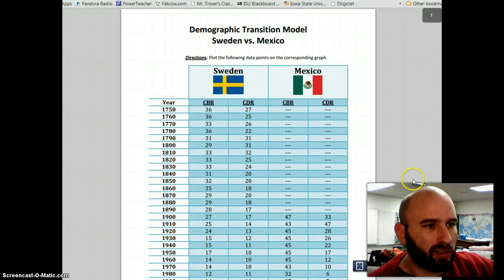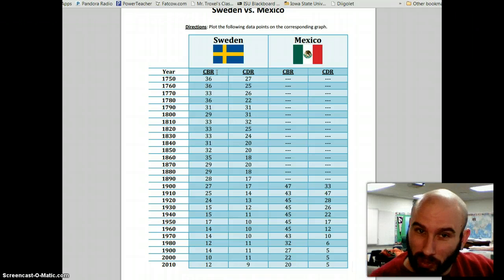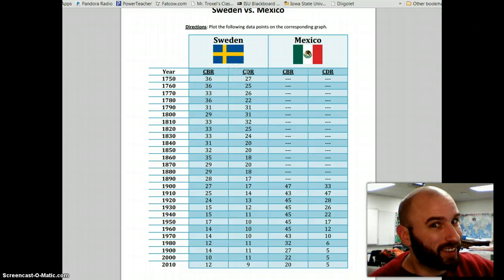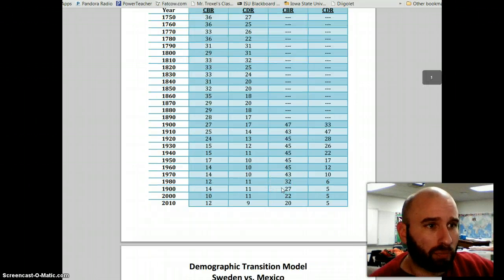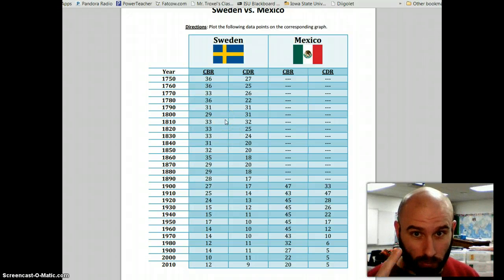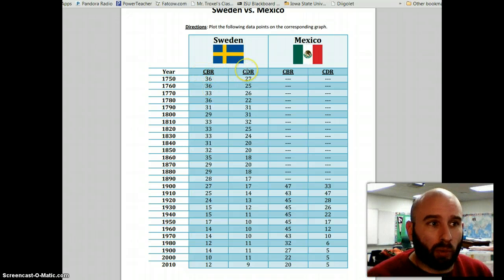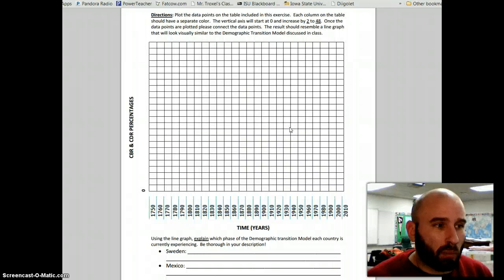Okay, so it's going to look like this for you, and all I want you to do is you're going to have the CBR, which is crude birth rate, very good, and the CDR, which is crude death rate. Awesome, you're getting this stuff. So again, we can see that 1750 is when this is going to start for Sweden, and 1900 is when it's going to start for Mexico. So what you need to do is choose 4 separate colors. Got it? One is going to be the CBR for Sweden, the other for the death rate, and then same thing for Mexico.